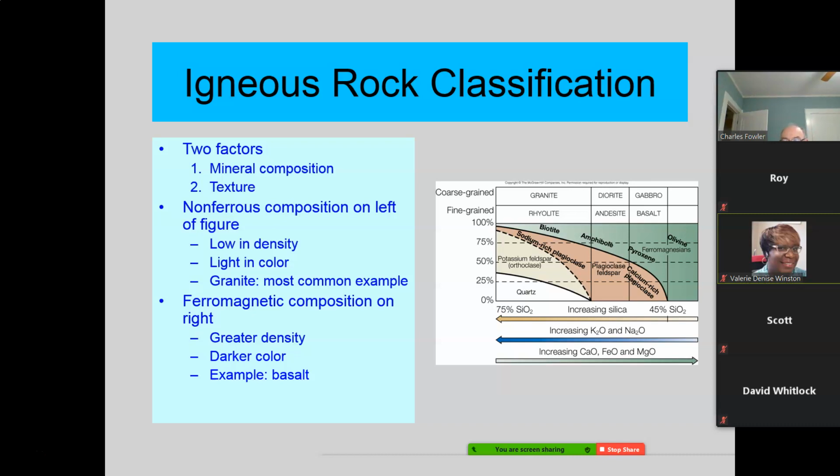Those are the majors. Okay, so the non-ferrous composition on the left of the figure is low density, meaning not much weight per unit volume. Light in color, meaning not much iron content, which also contributes to density. And the granite is the most common example. Most granite is light colored.